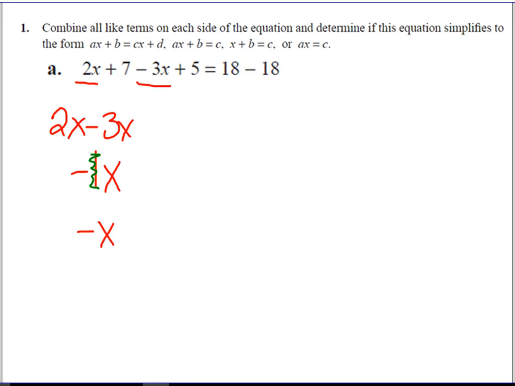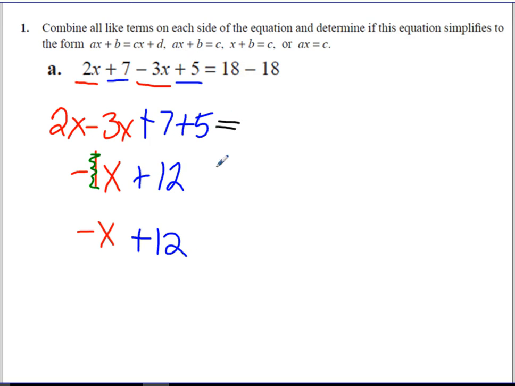And then if we look at our next part, we have a constant term of 7 being added, and then another constant term there at 5 as well. So we're going to look at combining the positive 7 and 5 together, and 7 plus 5 is 12. So I'm just bringing that down. And then we have our equal sign. And on the right-hand side of our equal sign, we have 18 subtract 18, which when we do that, we get nothing left. So we have a 0.